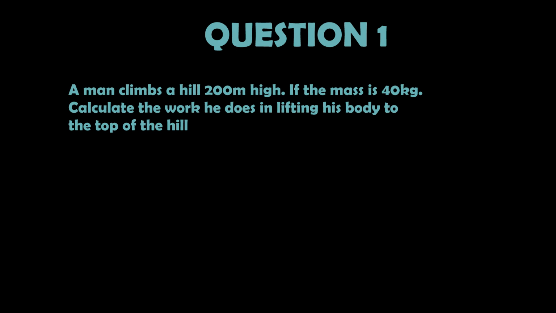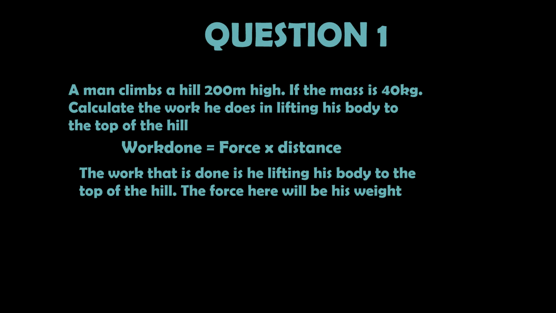A man climbs a hill 200 meters high. If the mass is 40 kilograms, calculate the work that he does in lifting his body to the top of the hill. Work is given as force times distance. In this instance, the work that is done is he lifting his body to the top of the hill.